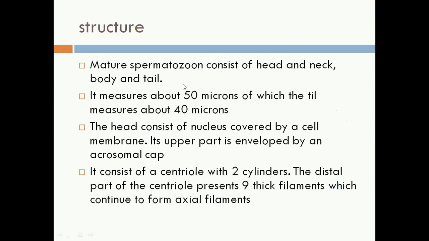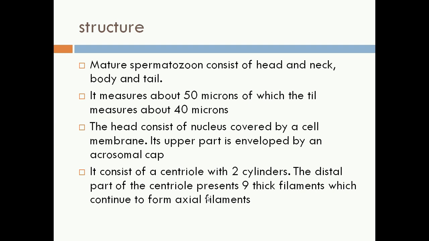Coming to the structure of a spermatozoon, it consists of the head, neck, body, and tail. It measures 50 microns in its total length, and it may extend even up to 40 to 50 microns. The head consists of the nucleus, which is covered by a cell membrane, and its upper part is enveloped by an acrosomal cap. It consists of a centriole with two cylinders.